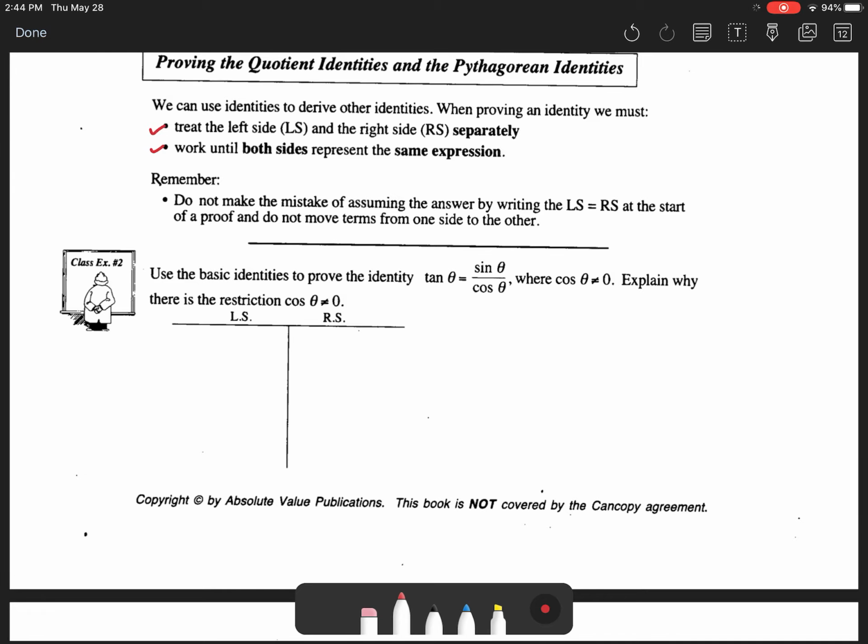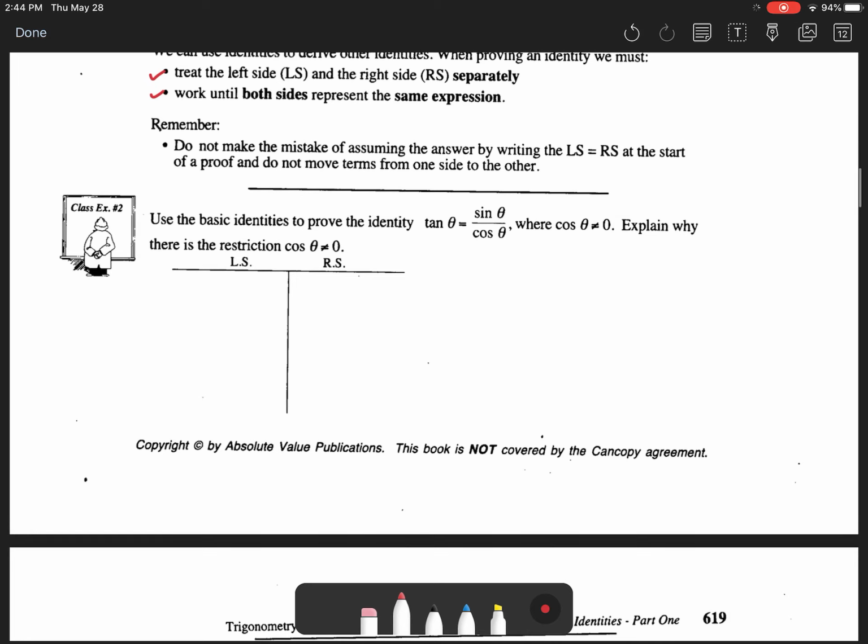Remember, do not write LS equals RS, which is left side equals right side, at the start of a proof, and do not move terms from one side to the other. So class example 2 looks like this. Use the basic identities, and those are your x, y, and r, to prove that tan of theta is equal to sine of theta over cos of theta.